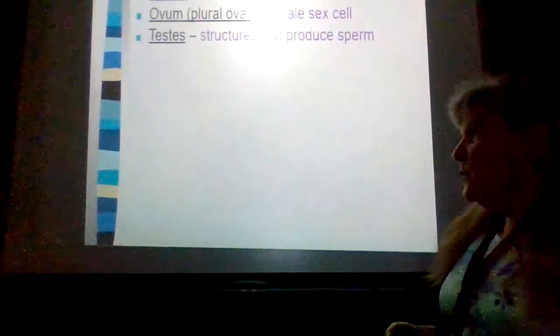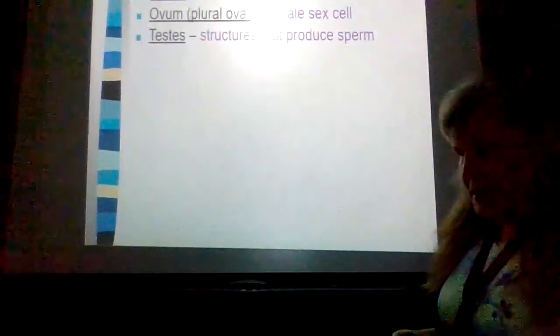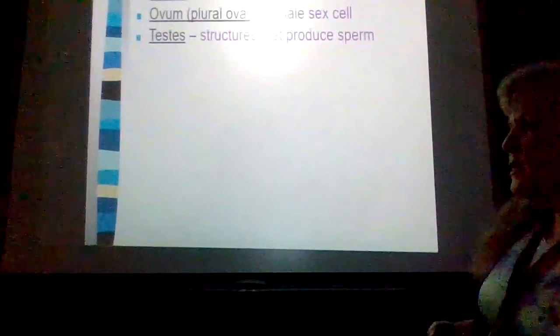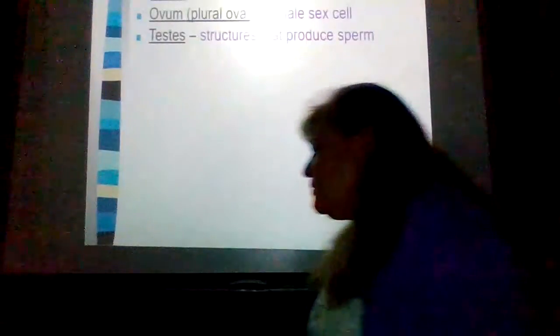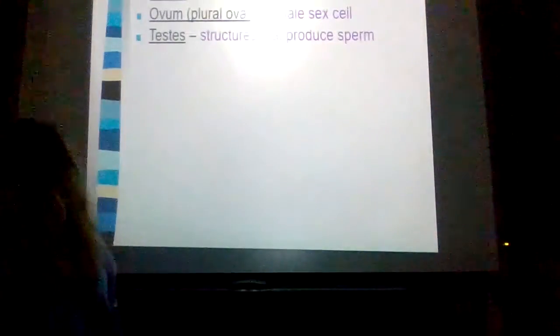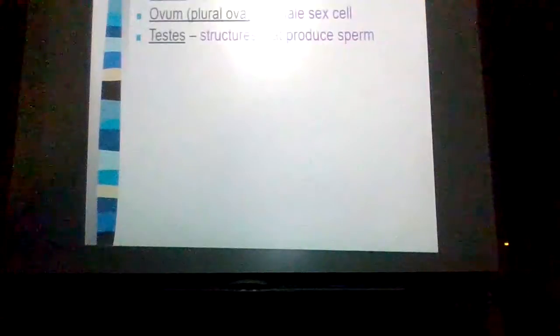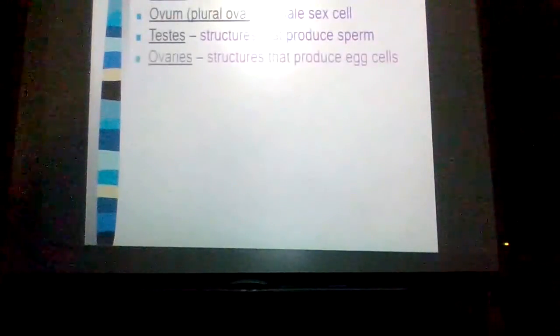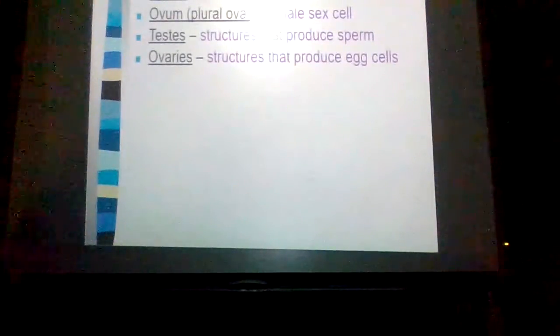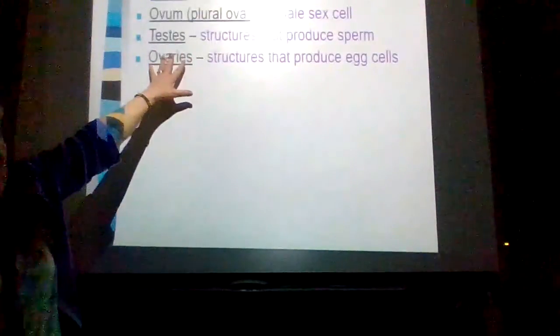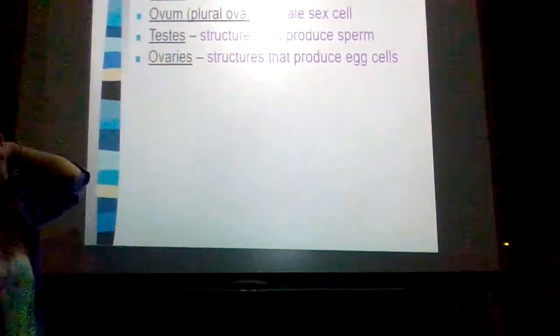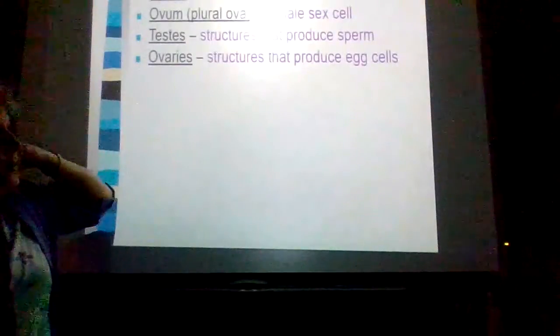Testes. We do not have balls in this class, we have testes in this class. Let's keep it scientific. And it's the structure that produces the sperm. We have the ovary that produces the eggs. The babies do not develop in the ovaries. The only thing the ovaries do, and they're actually fairly small, is they're going to make the ova or the egg cells.